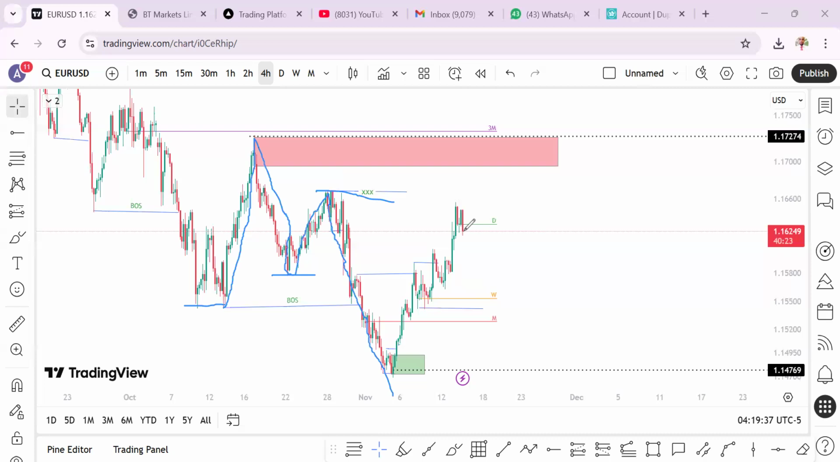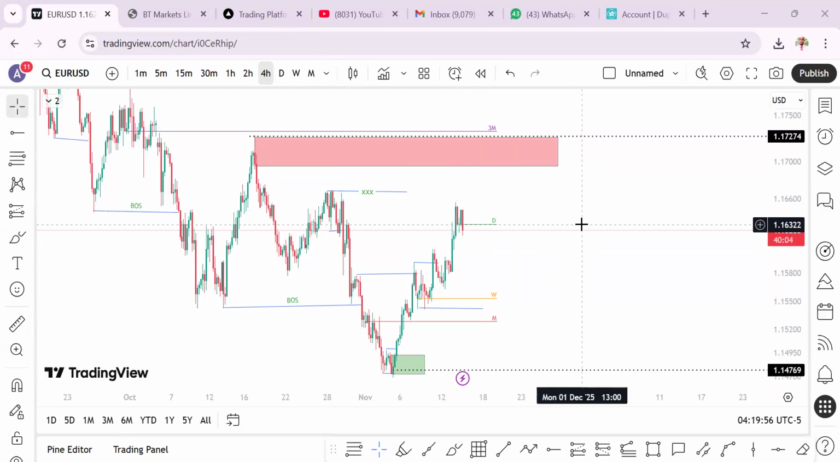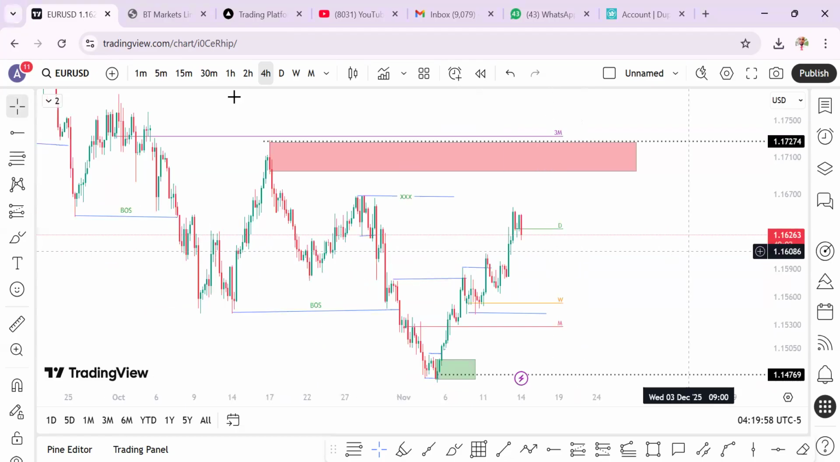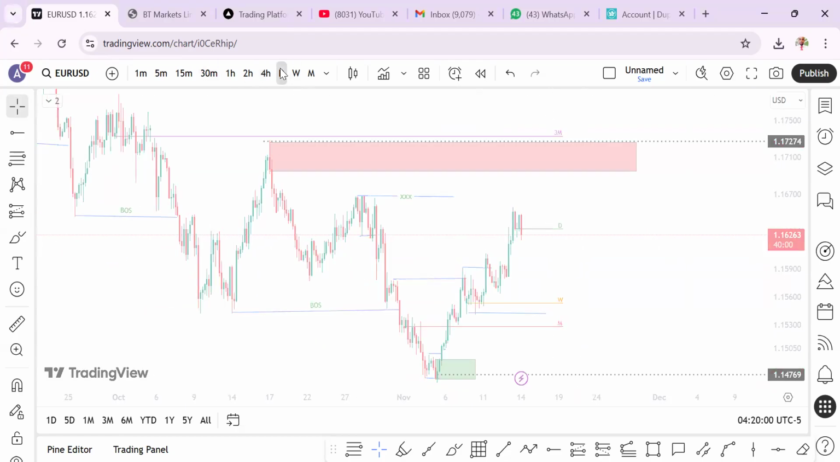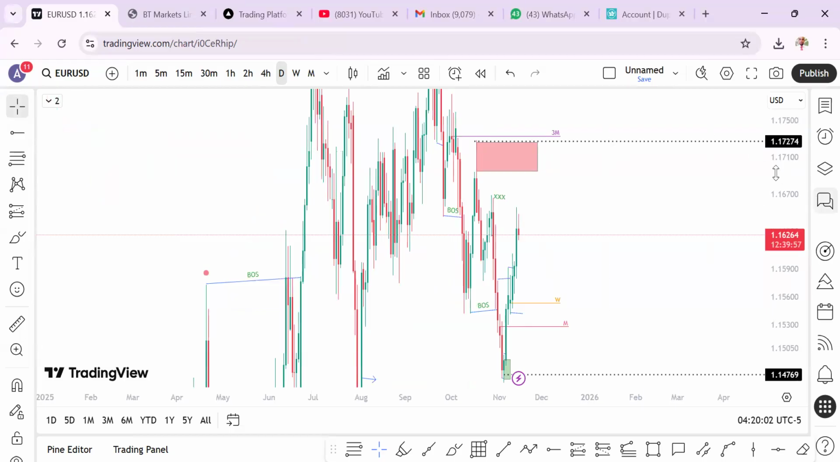So I'm looking at if price can come, liquidate this place, there's this supply zone that we can look for to continue selling our Euro USD. So for Euro USD, it may still have room to go. And now there's another major concern for me.